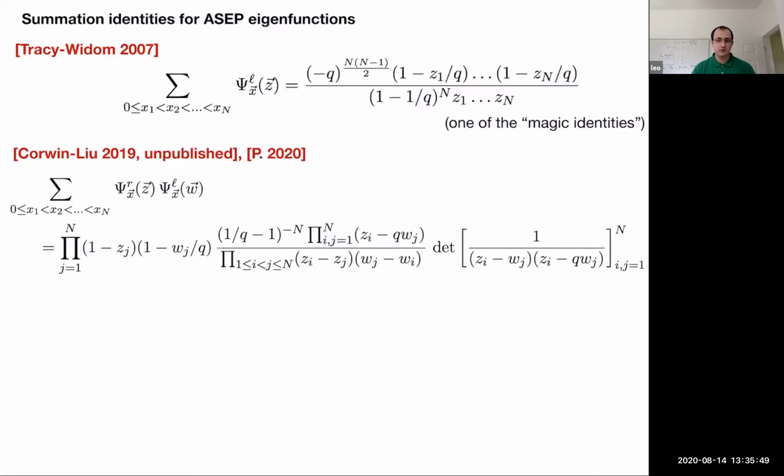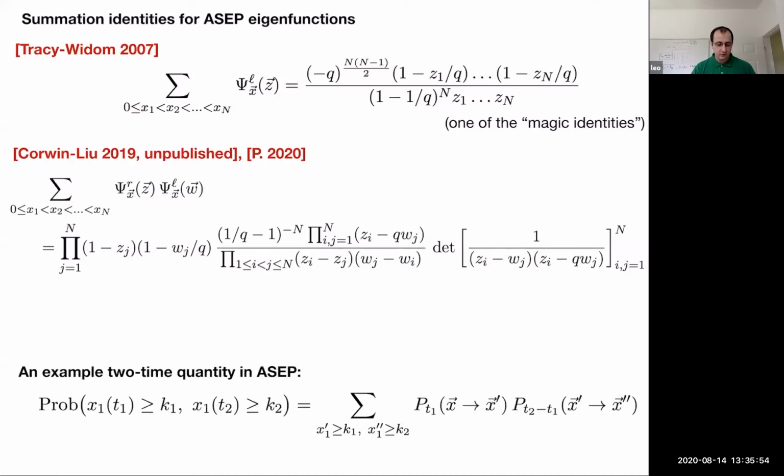I'm just going to give you a very simple formula, because even with this formula I don't know what to do asymptotically. We can just take a two-time formula. We take two times T1 and T2, and ask for the probability that the first particle at T1 is to the right of some number, and the first particle at T2 is to the right of some other number. Using the Markov property, this is just a summation over x1, x2 of products of two transition functions.